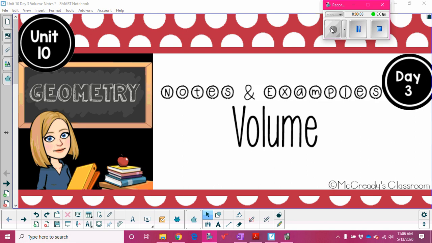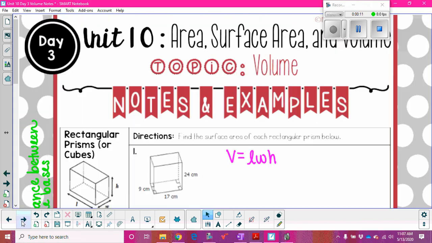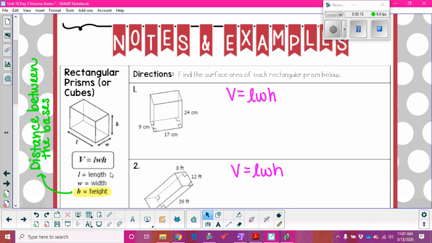So today's notes are on the third day of our surface area and volume unit, and we're going to be talking about volume. So the first thing I want to talk about are rectangular prisms or cubes. Our formula for the volume of a prism is volume equals length times width times height. And remember, the height is just the distance between the bases.